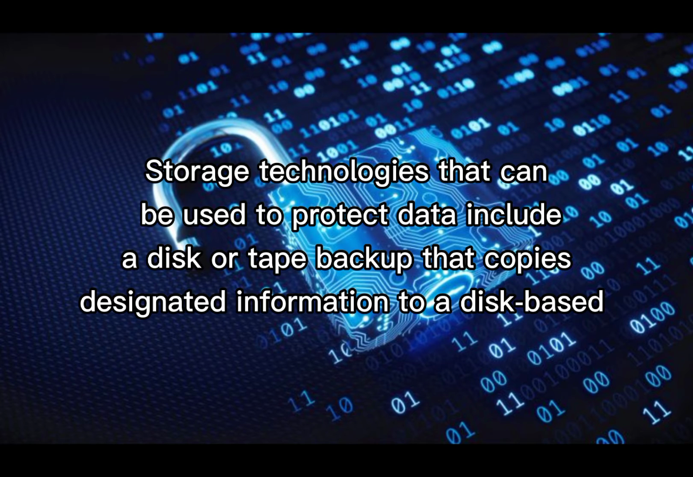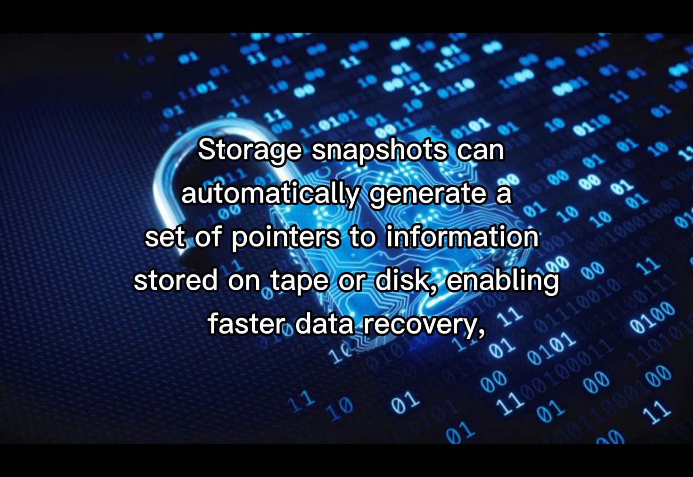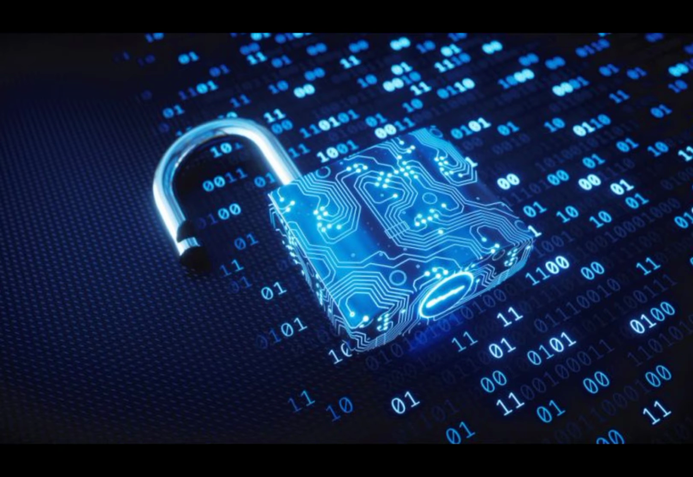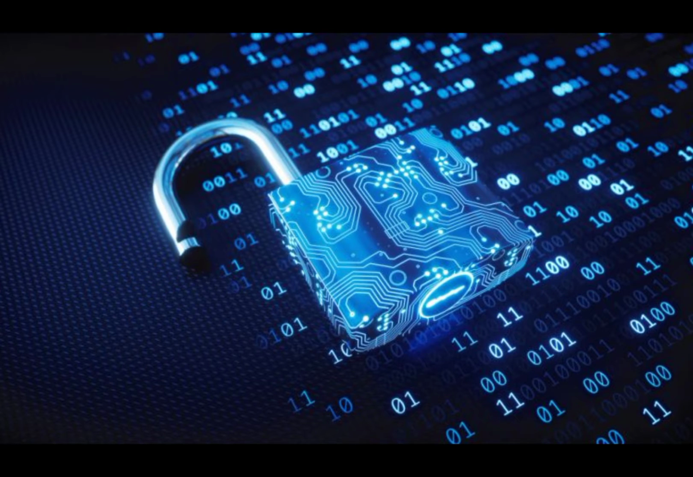Storage technologies that can be used to protect data include a disk or tape backup that copies designated information to a disk-based storage array or a tape cartridge device so it can be safely stored. Storage snapshots can automatically generate a set of pointers to information stored on tape or disk, enabling faster data recovery. Continuous data protection (CDP) backs up all the data in an enterprise whenever a change is made.